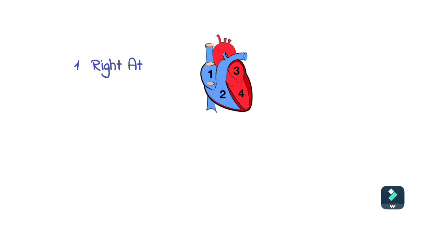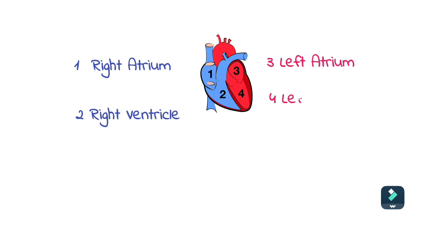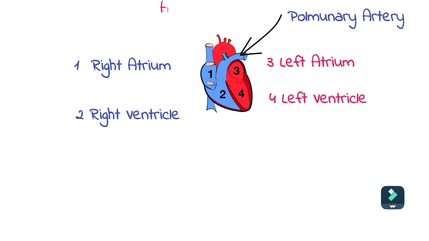The heart is made up of 4 chambers: right atrium, right ventricle, left atrium, left ventricle. The right ventricle pumps blood into the pulmonary artery, and the left ventricle pumps blood into the aorta.